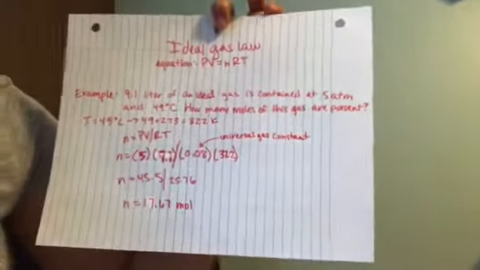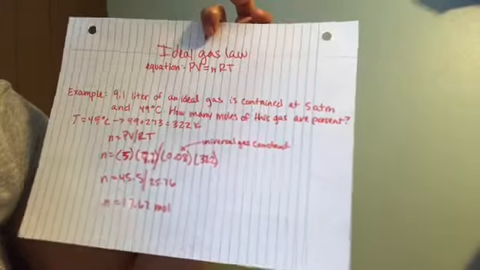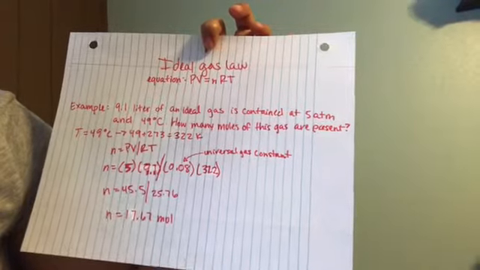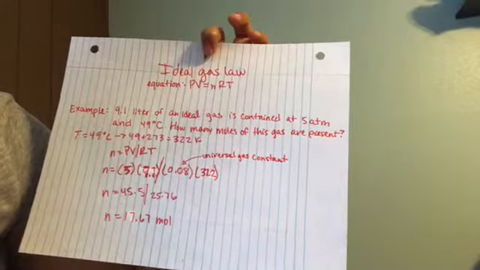So we have a problem here. It says 9.1 liters of an ideal gas is contained at 5 atm and 49 degrees Celsius. How many moles of this gas are presented?